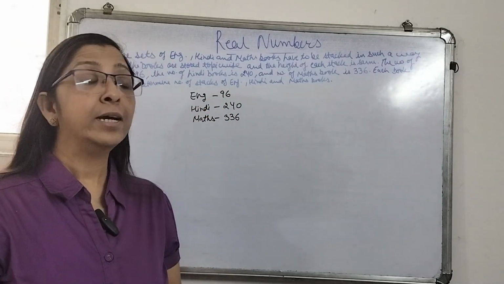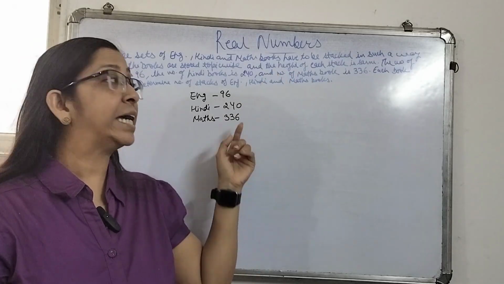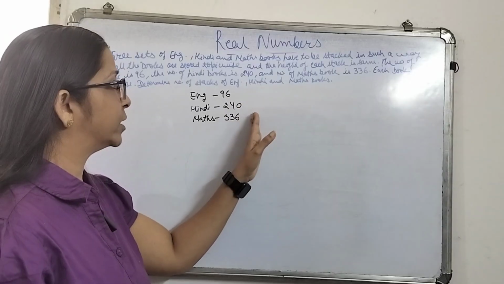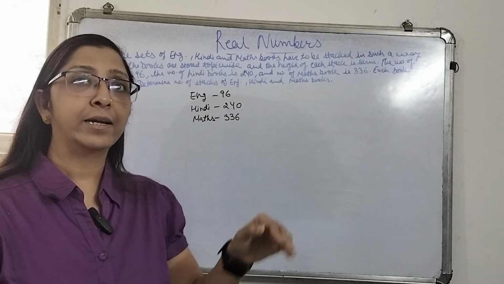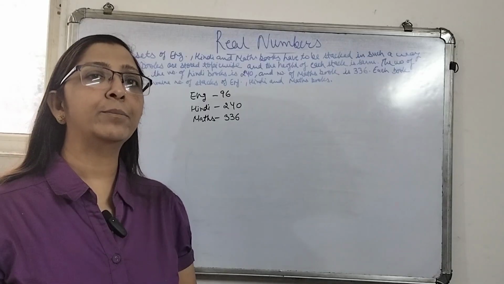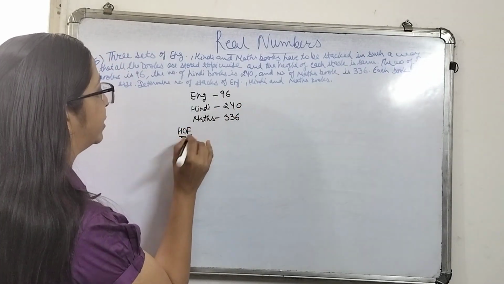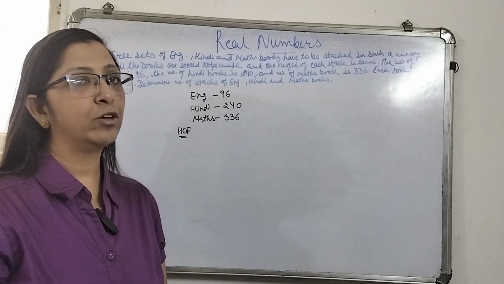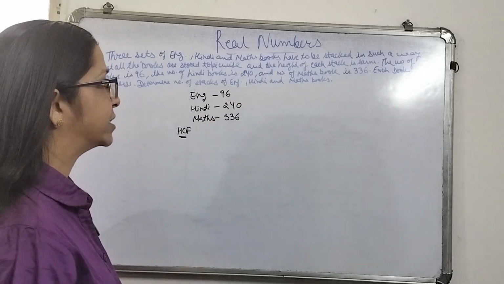Then only is it possible to arrange 20 in every stack. So whatever number is asked, we have to find the HCF of the given numbers. The highest common factor of all 3 numbers will give us the number of books in one stack. Now, to find the HCF, first of all we have to find the factors of all these 3 numbers by the prime factorization method.